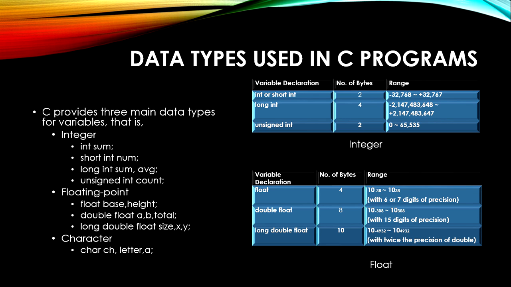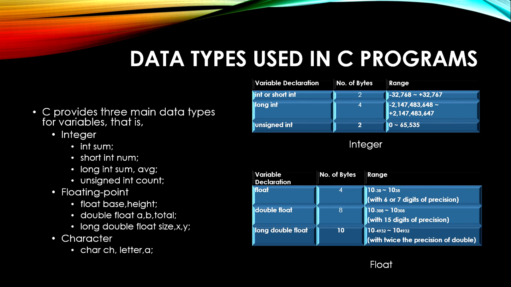Now, these are the rules for specifying variable names, and now we will discuss data types used in C program. There are three data types used in C program: integer, floating point, and character. First of all, we discuss the integer data type. An integer data type declaration statement is in the form of type specifier and variable, like int sum. Int is a type specifier and sum is a variable.